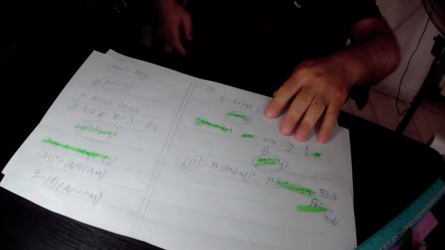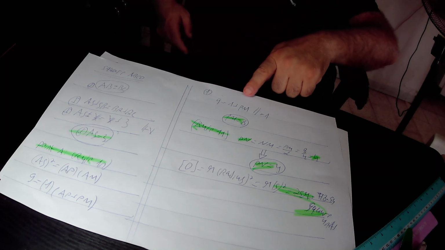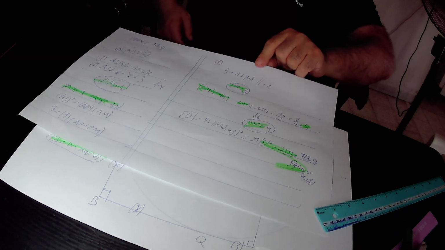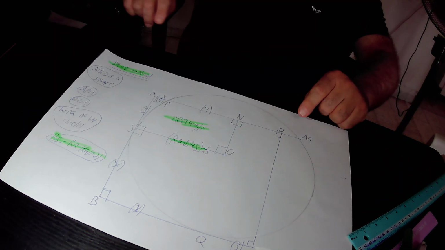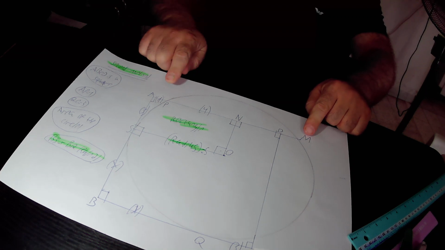AP is 1, so substituting AP by 1, in total 9 equals 1 plus PM. We subtract 1 from both sides, and I find that PM equals 9 minus 1, that is 8. So actually PM is equal to 8 units in length.